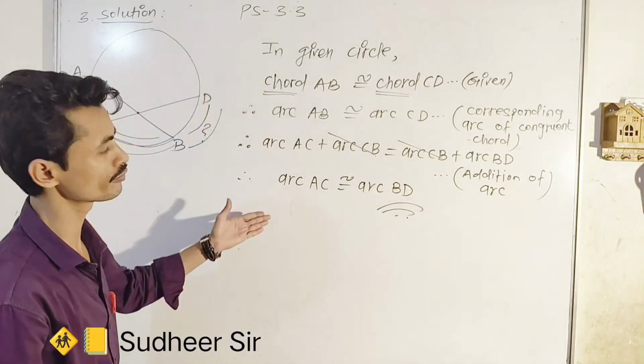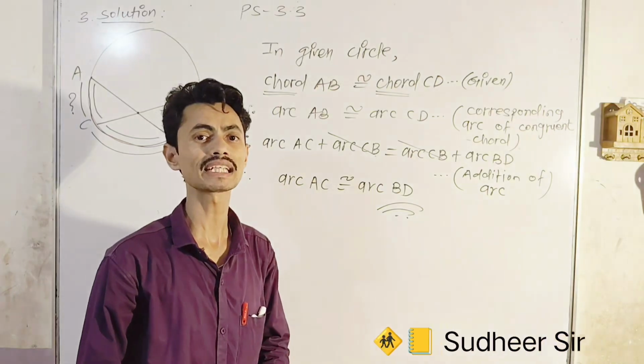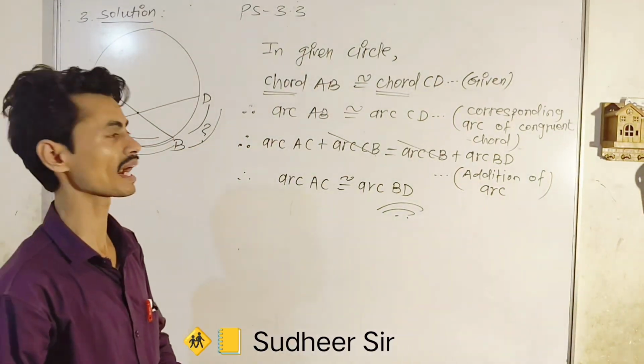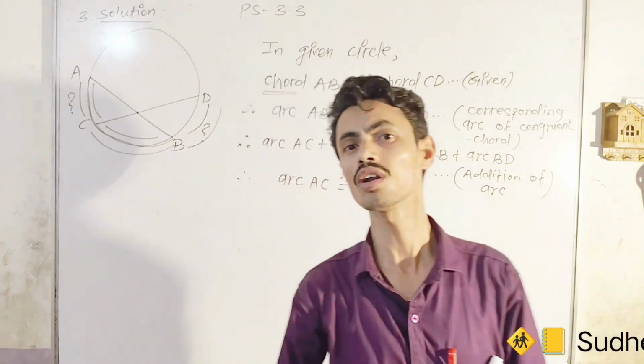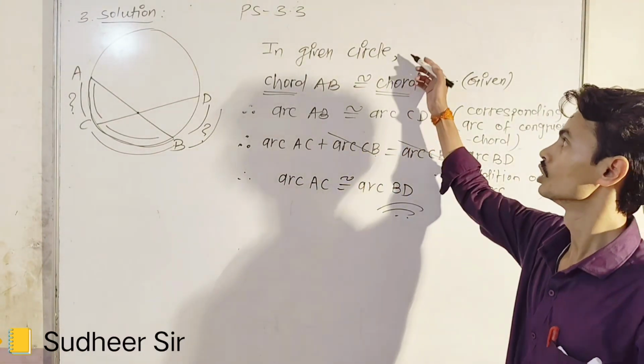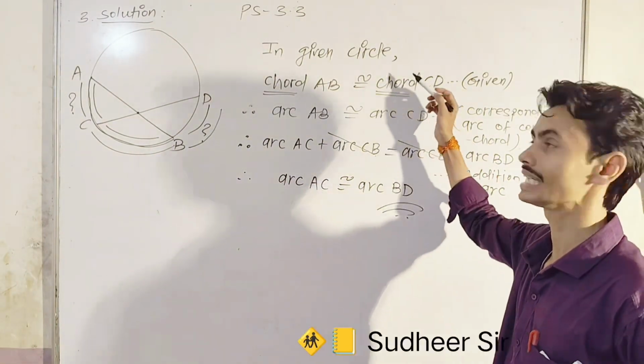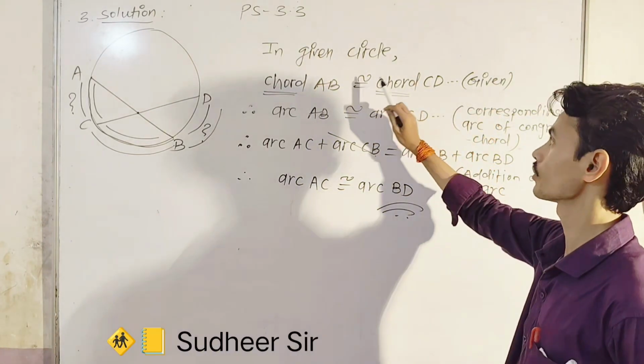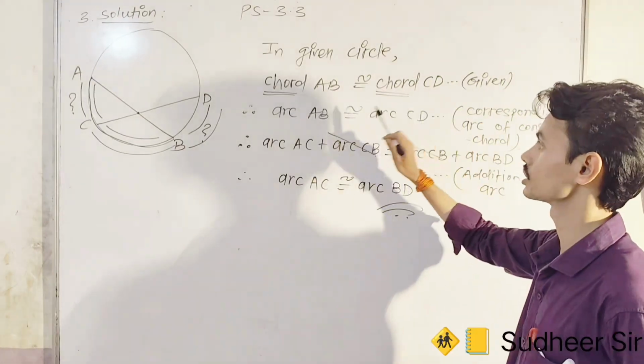So it is a very simple proof for the third question of practice set 3.3. In this way we have completed this practice set. I hope you all will understand very easily. So again I will repeat very quickly. In the circle, chord AB and chord CD are congruent. This was given in the question.